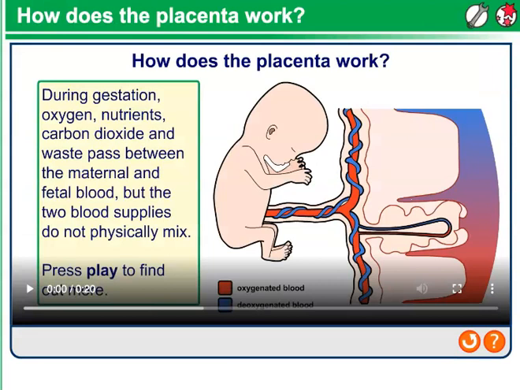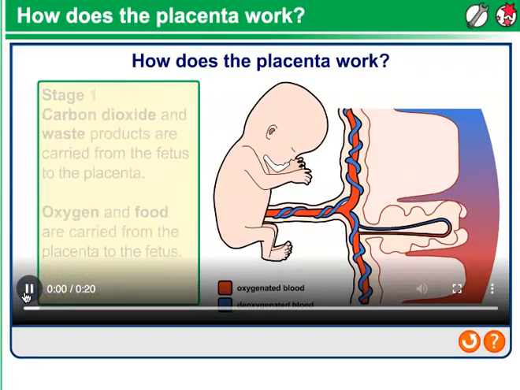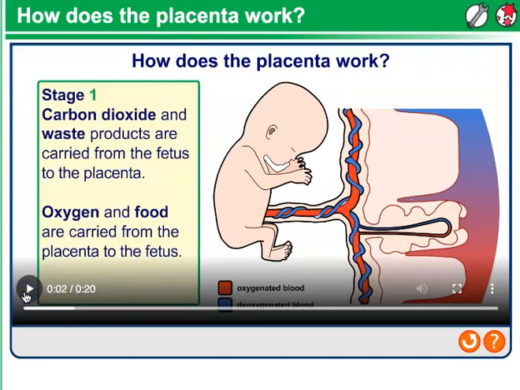So how does this work inside of the placenta? During gestation, oxygen, nutrients, carbon dioxide, and waste pass between the maternal and fetal blood. But the two blood supplies do not physically mix. In stage 1, carbon dioxide and waste products are carried from the fetus to the placenta. Oxygen and food are carried from the placenta to the fetus.